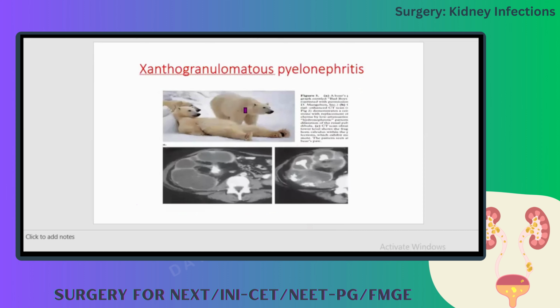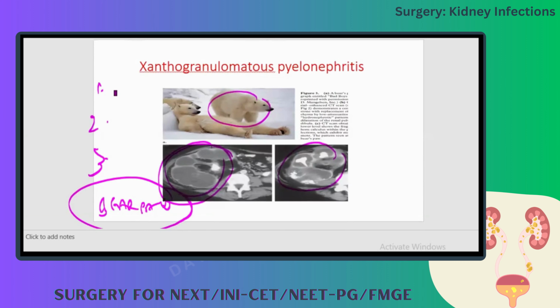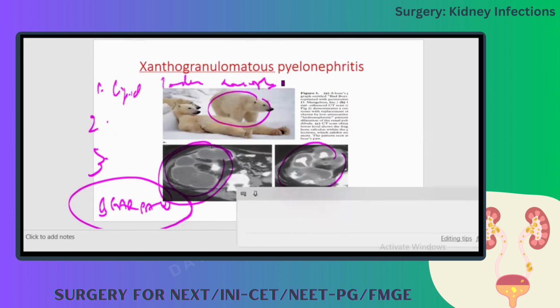So this is XGP. And for XGP, I want you to have only 3 points. 1, 2, 3. What is this looking like? Polar bear. This one, bear paw appearance. Yes, it is bear paw appearance. 1. It has lipid-laden macrophages. That is xanthogranulomatous pyelonephritis. Xanthogranuloma means macrophages laden with lipid. The appearance is bear paw appearance.